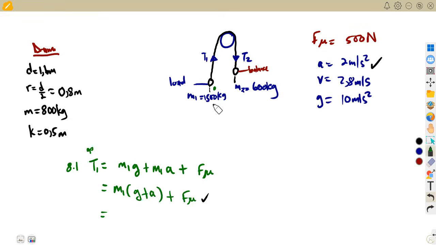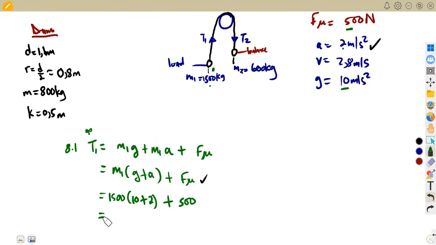We're just going to substitute M1, which is 1,500, into G. We are given the G to use, which is 10, plus the linear acceleration of 2, plus the frictional force. In this case, we are given the frictional resistance of 500 Newton. So that is the whole part with our formula. I think everything is clear on this part. We're going to multiply. So that is going to give us 18,500 Newton in this case, or 18.5 kilonewton. So this is our T1.